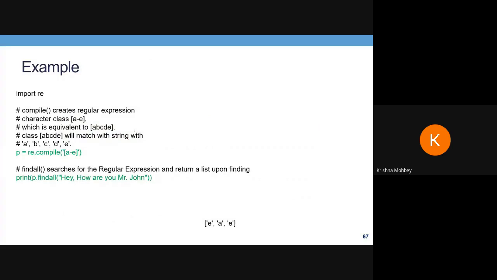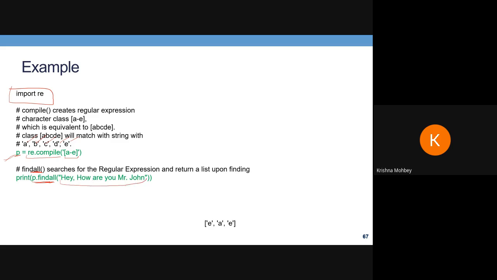Let's see them one by one. First we have imported the re module for regular expressions. Then we compile to create a regular expression, where p is my variable. On that, re.compile a-e, so A to E means A, B, C, D, and E are all included. Then I want to find it. P is the regular expression I have created, so p.findall, and this string I have passed here.